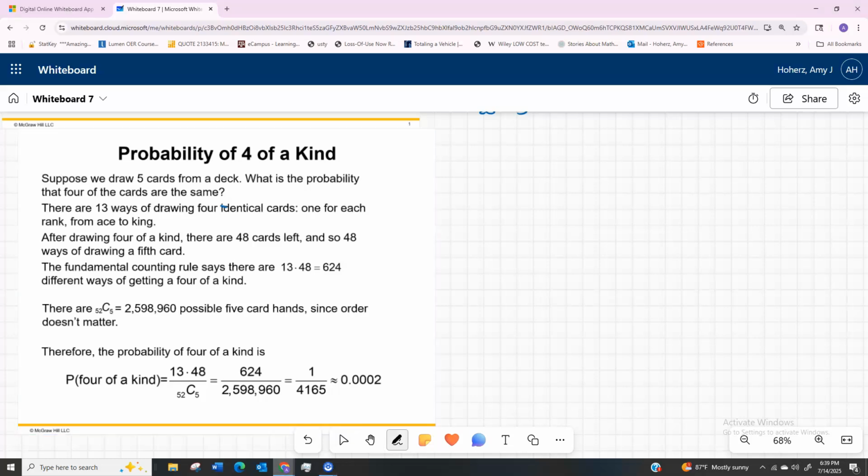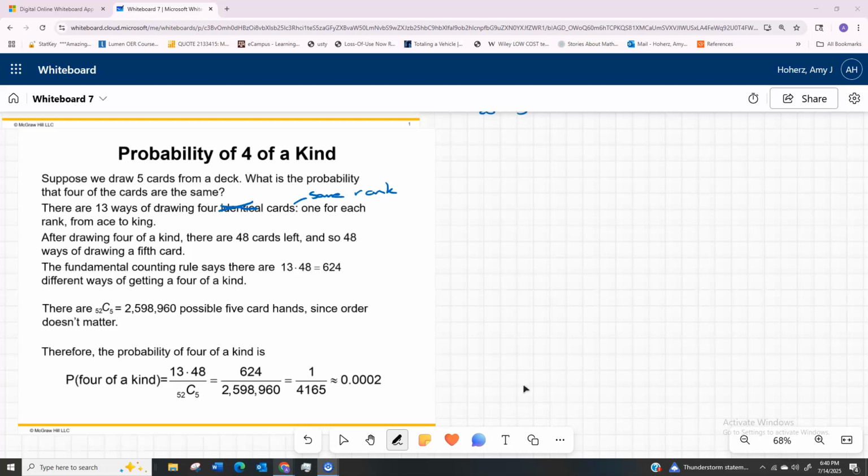And so I'm going to cross out this word identical because we can't get 4 identical cards out of a deck of cards. But we can get 4 cards that are the same rank. Meaning they're all 2s, there's 4 2s or there's 4 3s.